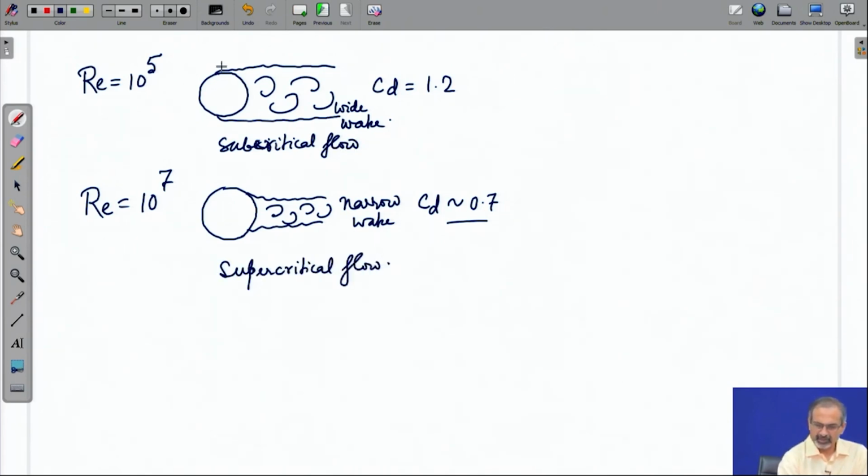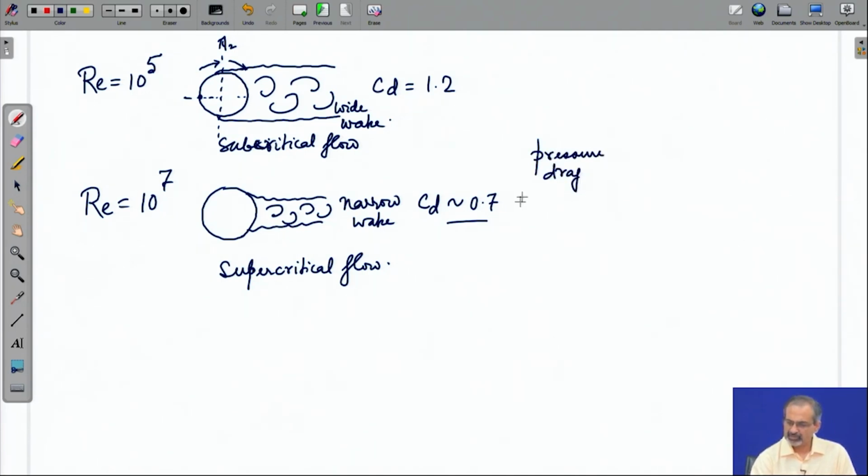The interesting part is that in a circular cylinder, you have favorable pressure gradient from the front stagnation point up to pi by 2, and then adverse pressure gradient beyond pi by 2 in the rear region, and the supercritical flow is able to go into the adverse pressure gradient and separate much later, creating a narrow wake. As a consequence, what happens is the pressure drag drops considerably for this case.